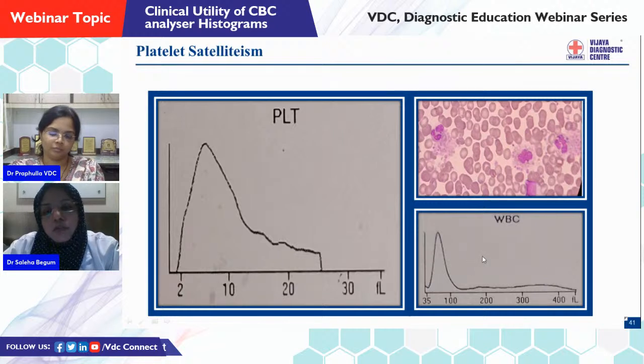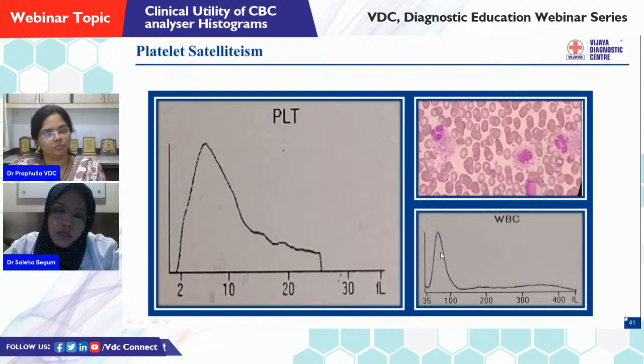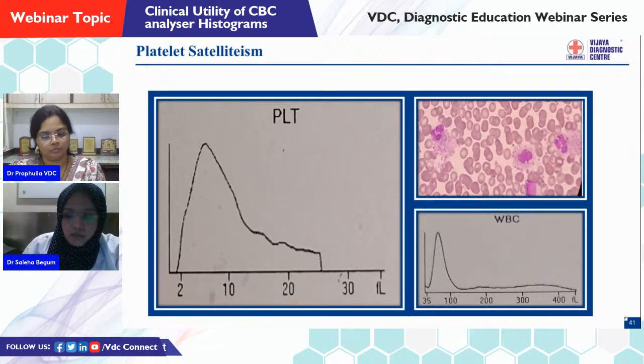And like the previous one, this WBC graph also is not starting at the baseline, instead somewhere in the middle, giving us another clue that there is something present in the blood which is smaller than a small lymphocyte population. So we have to look for platelet aggregation or NRBCs. Here in this case it is platelet aggregation.